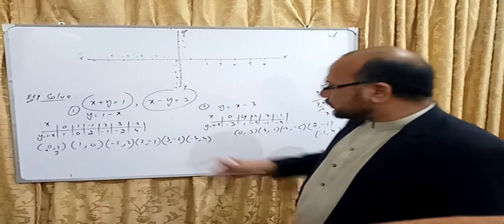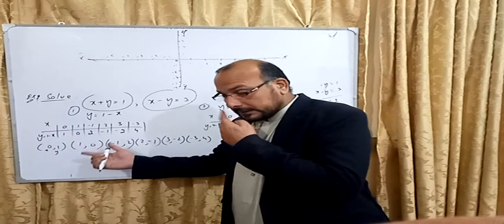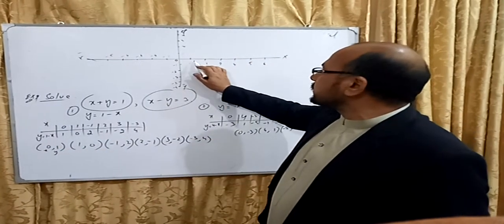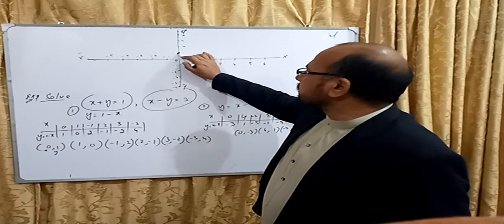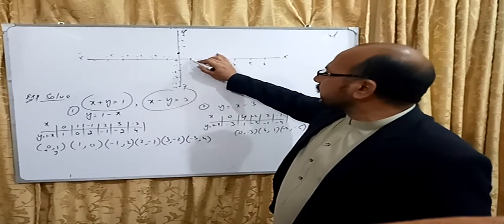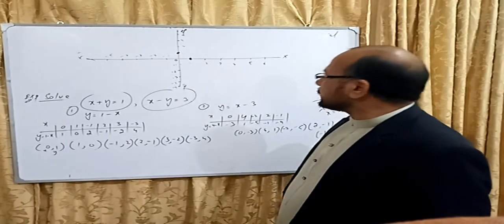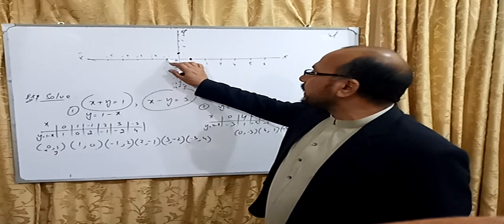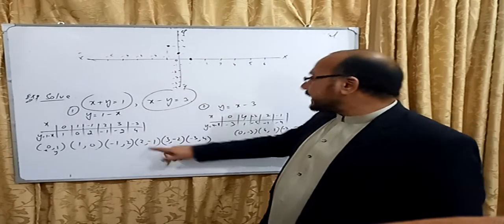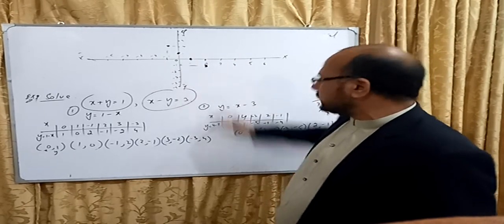Now if we draw the ordered pairs of equation 1: 0 and 1, x0, y1, this is the first point. Then 1, 0, x1, y0, this is the second point. Then minus 1 and 2, x minus 1 and y2, this is the third point. Then 2 and minus 1, x2, y minus 1, this is the fourth one.